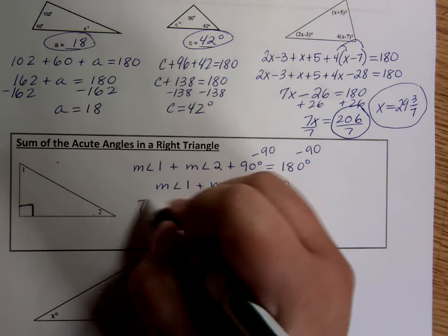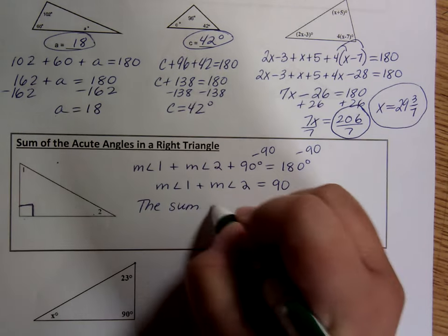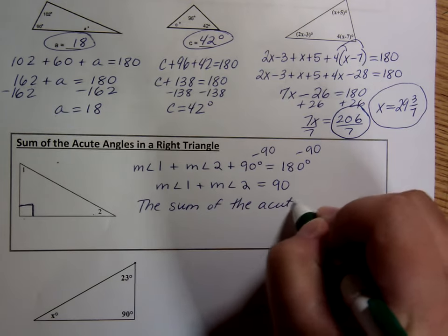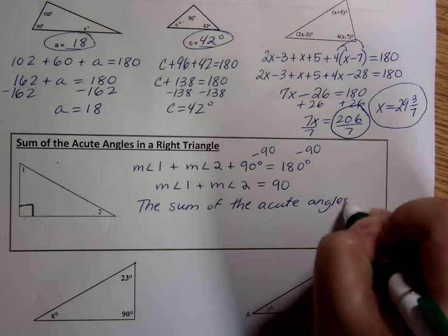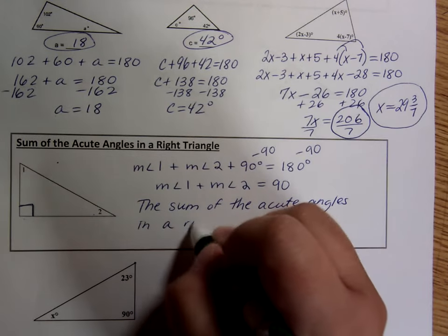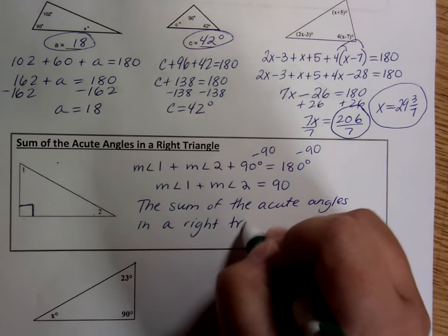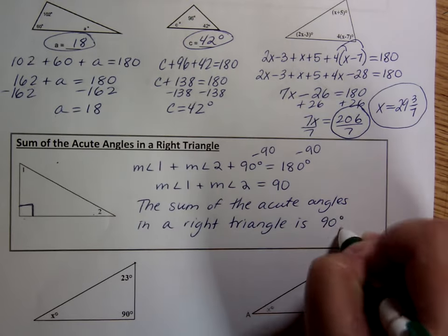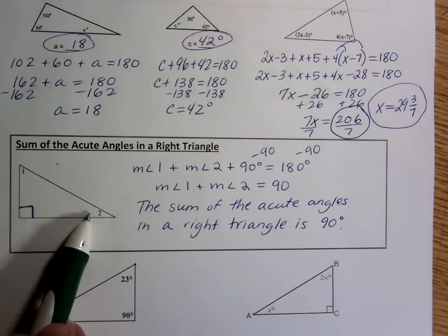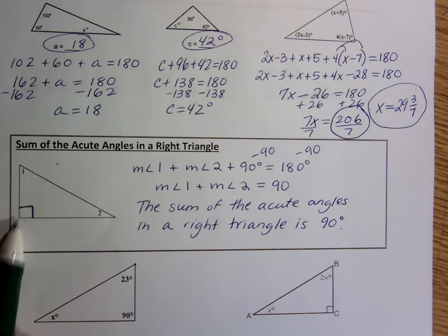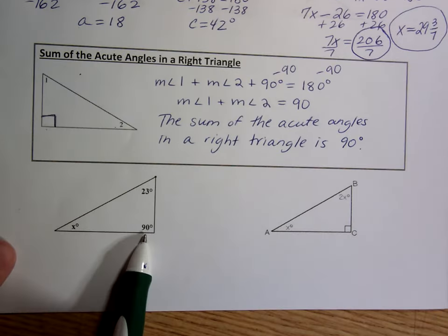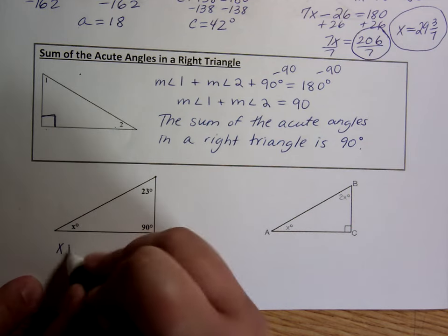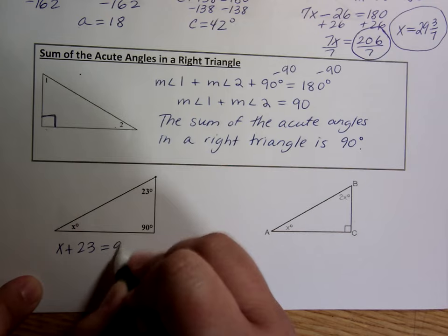So the sum of the acute angles in a right triangle is always 90. In other words, the two angles that are not right angles would always add up to 90. So for instance here, this is 90. So x and 23 have to add up to 90. So x plus 23 equals 90.